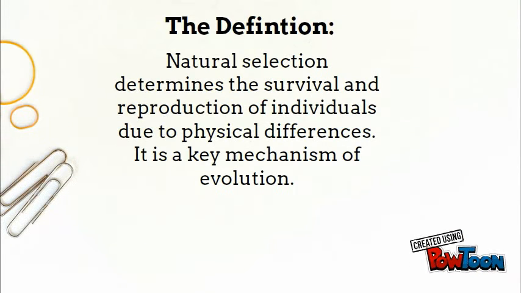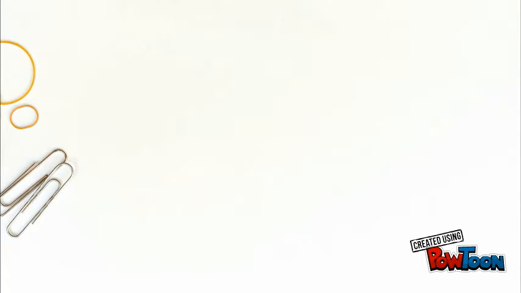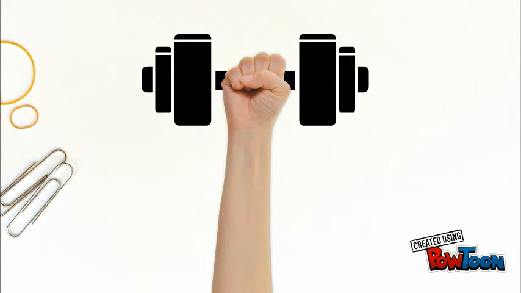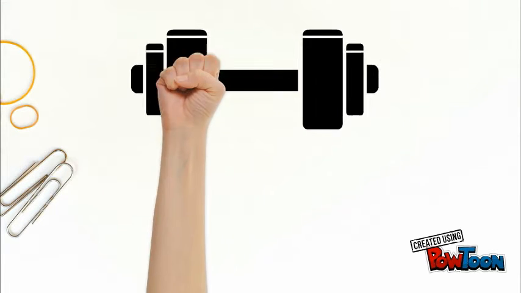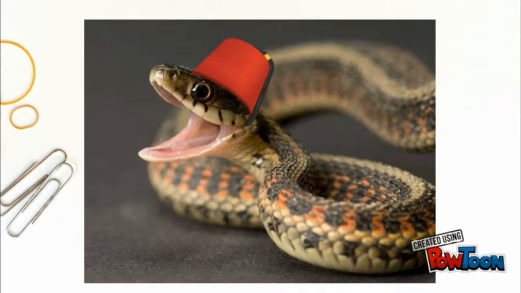Let's start with the basics. The definition. Natural selection determines the survival and reproduction of individuals due to physical differences. But what does that really mean? In simpler terms, it means survival of the fittest, the most adapted. However, that doesn't mean you need to be the biggest and strongest like a lion. Sometimes you need to be the sneakiest or the smartest.